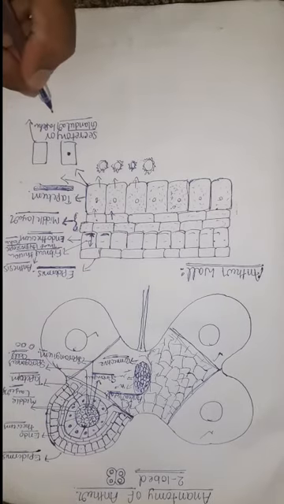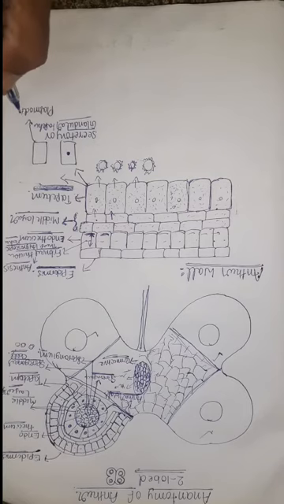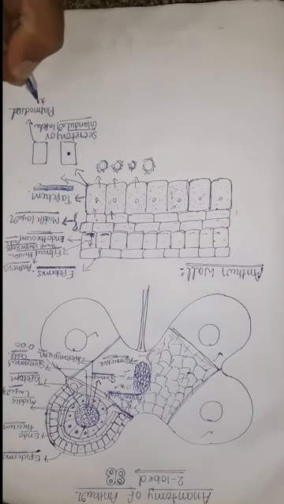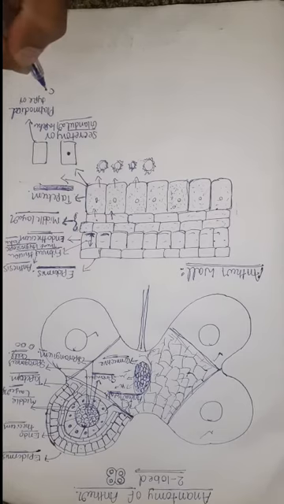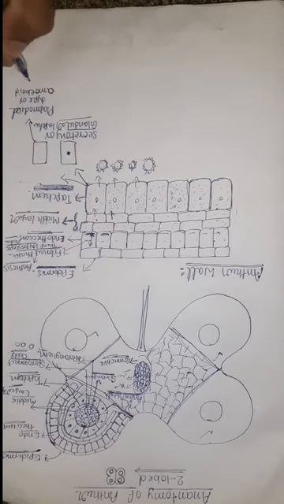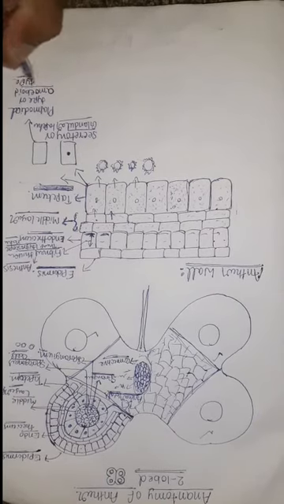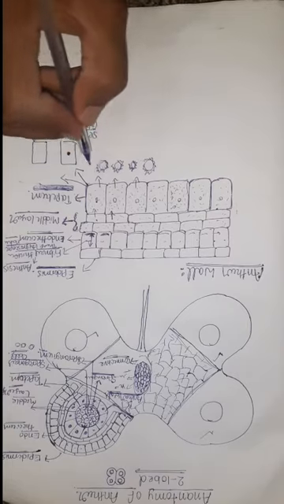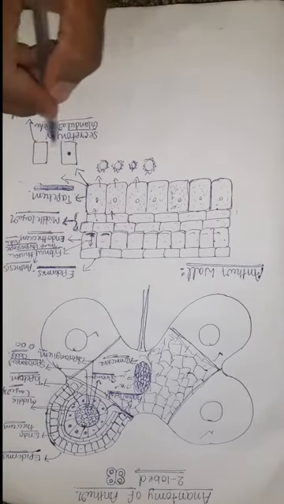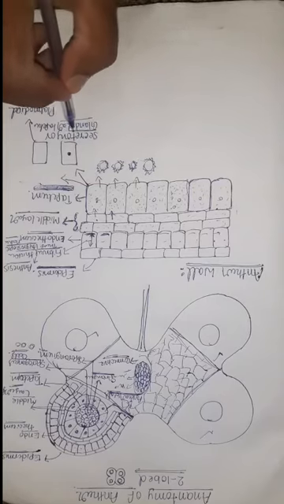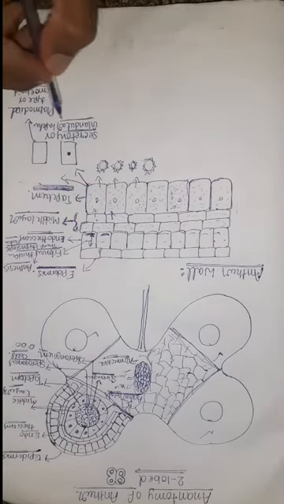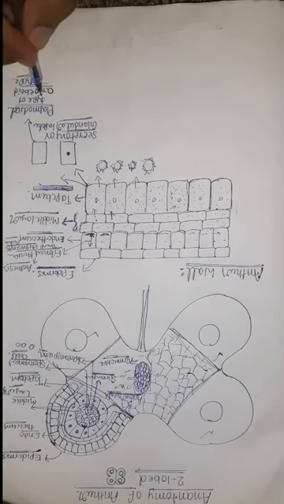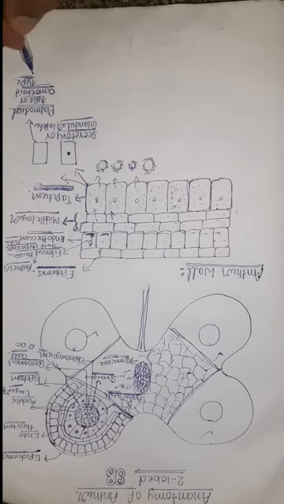Second one is plasmodial type or amoeboid type. Okay, means the tapetal cells are classified into two types. In some plants we can see secretory or glandular type of tapetum. In some plants we can see plasmodial type or amoeboid type of tapetal cells. It is also known as nuclear type or invasive type of tapetum also.